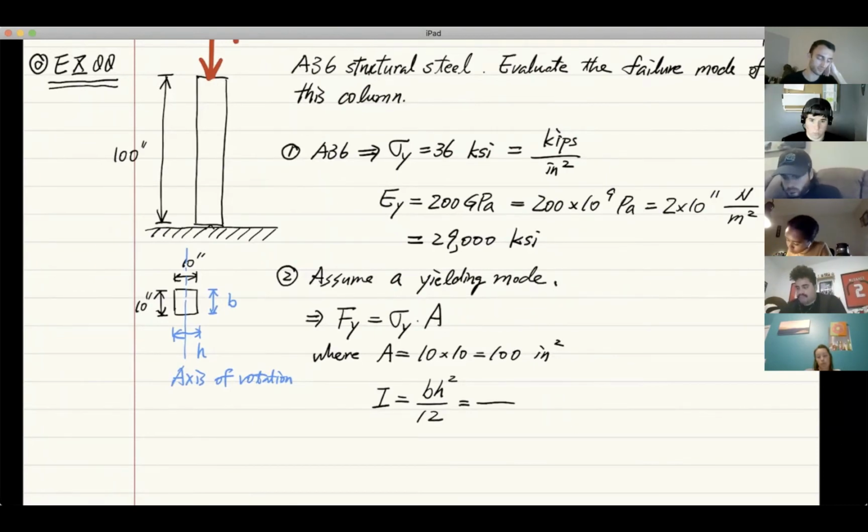And that means the mass moment of inertia of this cross-section is going to be 1/12 of 10 times 10 cubed, right? Like this. Cubed or squared, because in the formula you have it squared there. Thank you very much. It's actually BH cubed. Thank you for pointing that out.